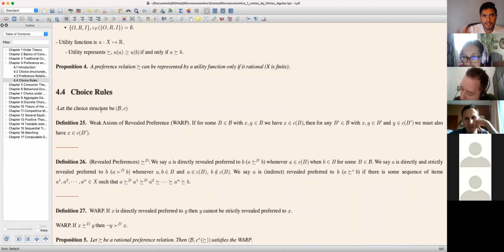So give me a data set, a collection of menus and a choice correspondence, right? So this is choices from menus. The weak axiom of revealed preference, WARP, is a name that Samuelson invented, right? Which is the WARP. So Samuelson was great at naming.